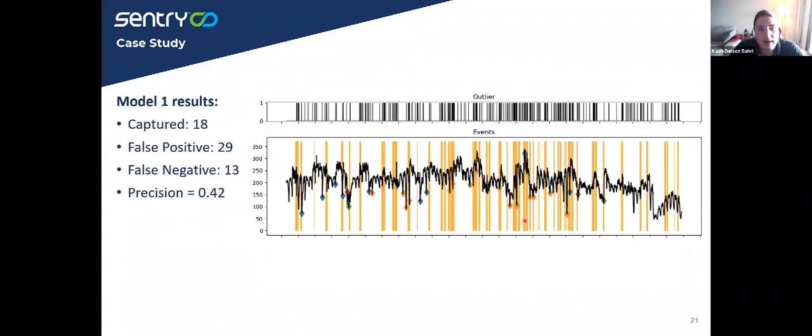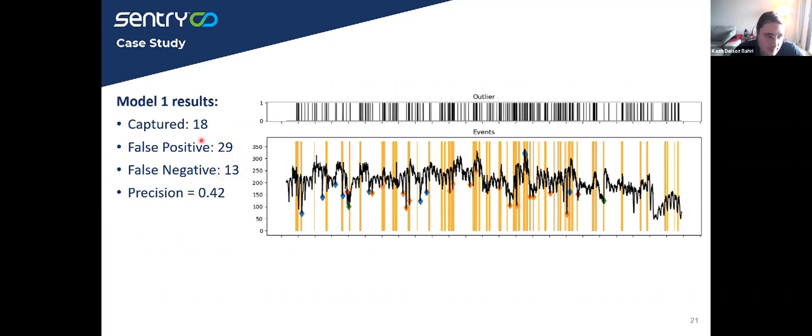And after implementing the BED to classify outliers, or classify events, this is the final result. We were able to capture 18 events, which was an increase from 10 compared to the conventional threshold strategy. We had slightly more false positives, from 26 to 29.